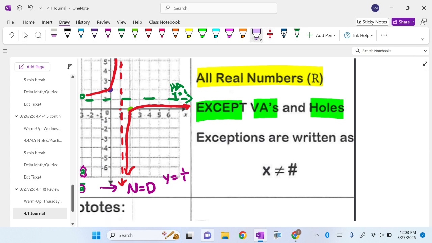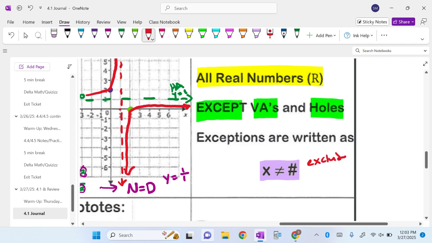It can be written in a couple of ways. So it can be written as x equals some number or cannot equal some number. These are your excluded values. Or we can write it in set builder notation.